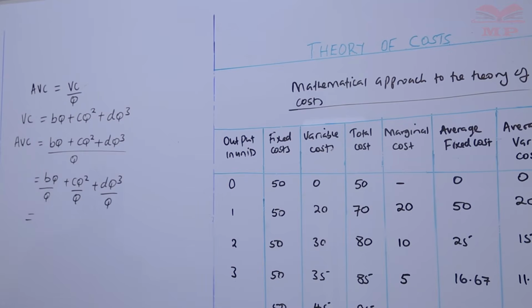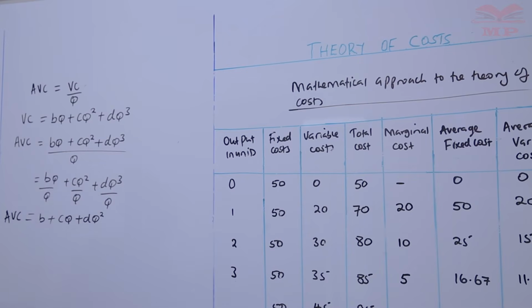And what will be the result? We'll have B plus, so this is cancelling, plus CQ plus DQ squared. When we are dividing mathematically, we subtract the powers. So we have BQ divided by Q, then this will be 1 minus 1, 2 minus 1, 3 minus 1. So the resultant figure, average variable cost, will be B plus CQ plus DQ squared.